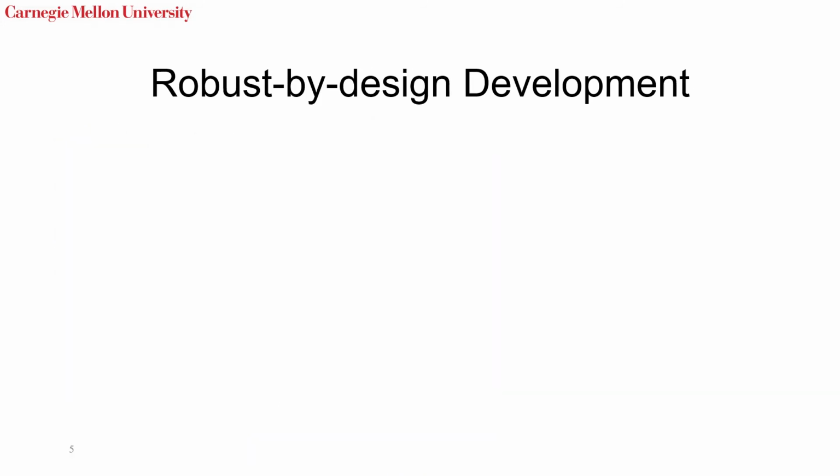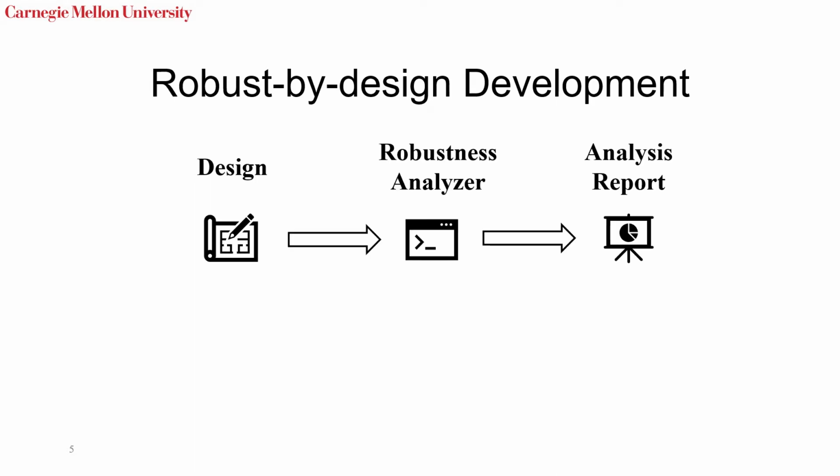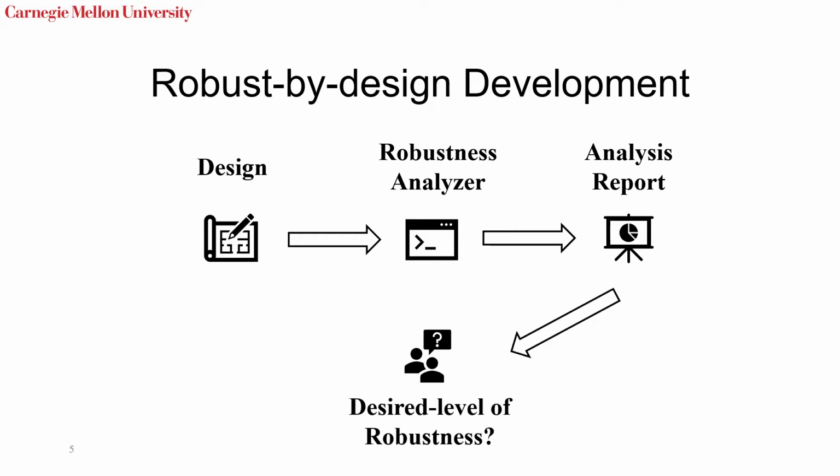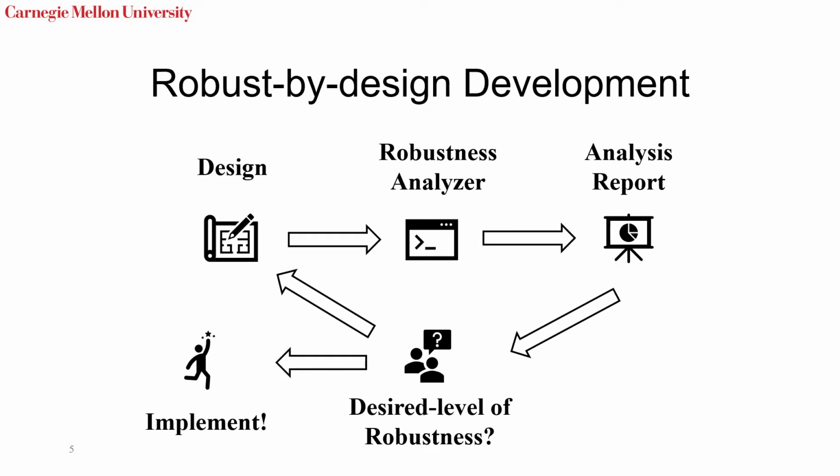For robust by design, we are proposing a development process where developers first come up with an initial design. Then they use a tool to analyze the robustness of that design. Then, with the analysis report, developers can decide whether the design meets the desired level of robustness. If not, they can do another iteration to improve the design. Or if it does, they can go and implement the system.